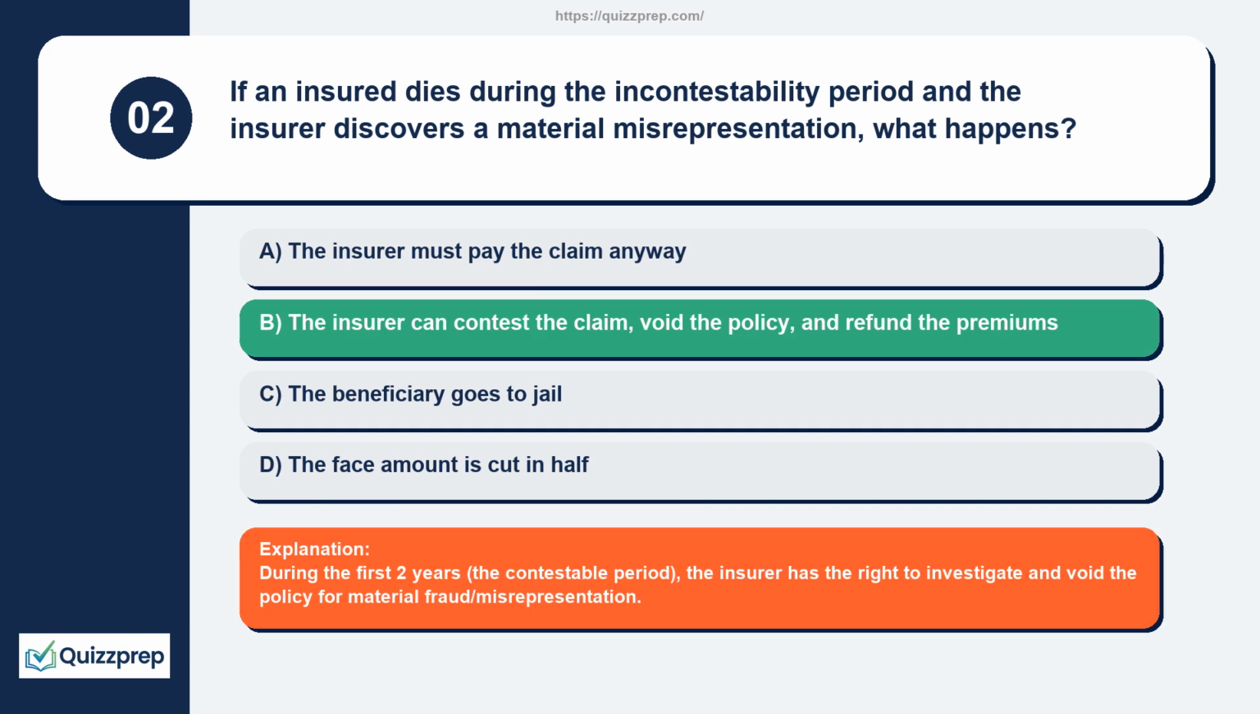During the first 2 years, the contestable period, the insurer has the right to investigate and void the policy for material fraud or misrepresentation.